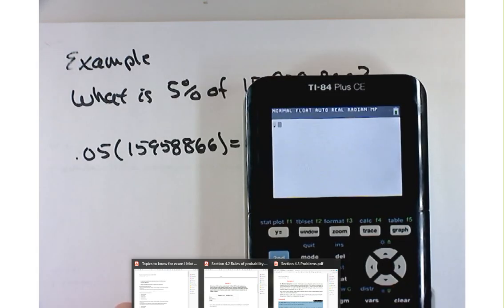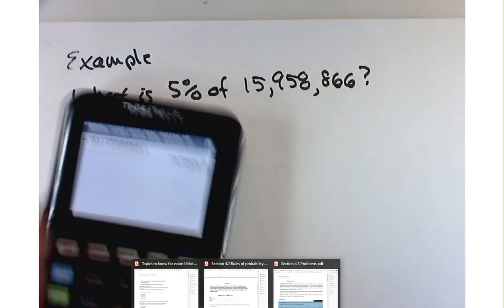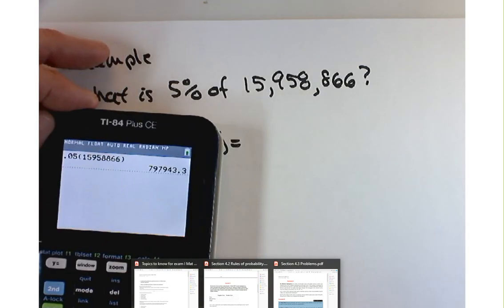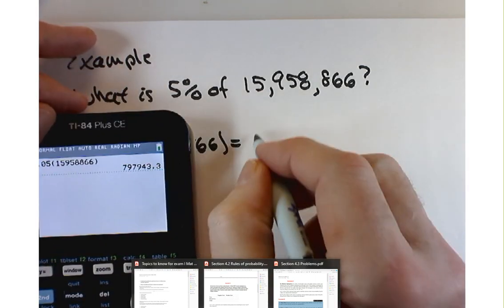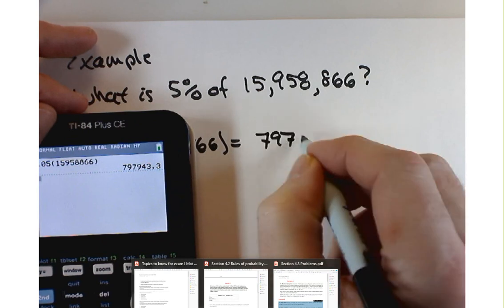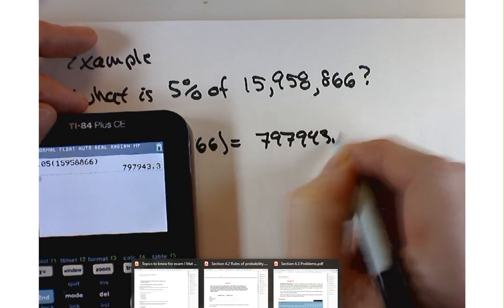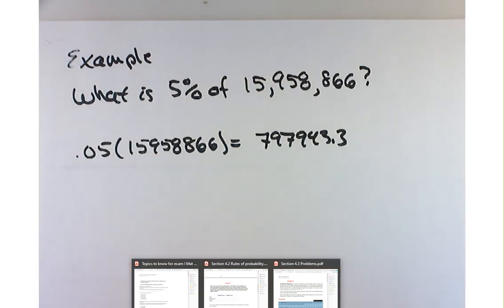So 0.05 times 15,958,866. I'm getting a little bit under 800,000. So 797,943.3. So yes, our sample size is lower than that by a lot.